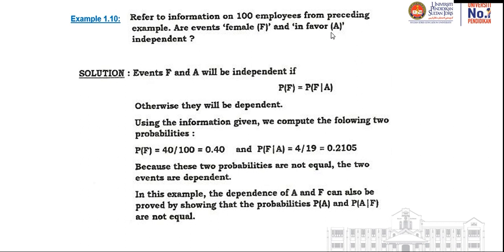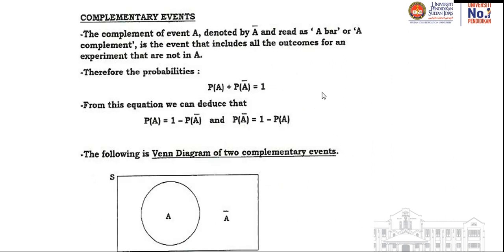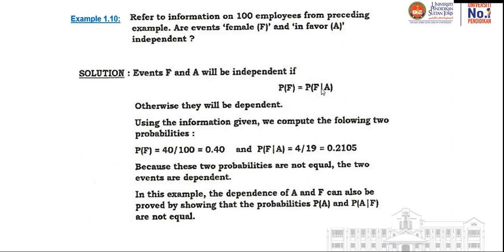Okay, so here they want you to check whether events female and in favor are independent. So remember, to check whether F and A are independent or not, you need to find the probability of F, and compare it with the probability of F given A, or you need to find the probability of A and compare whether it is equal to P(A given F). Either one. Okay. So for this question, you need to find P(F) first. From the table of 100 employees, example 1.7, you can see that the probability of F is 40 over 100, which is equal to 0.4.